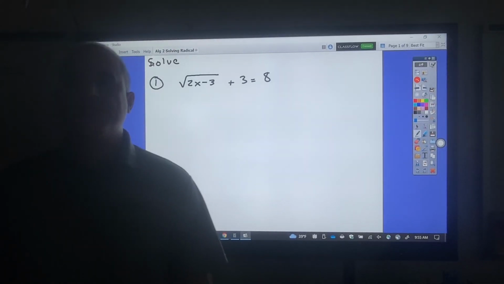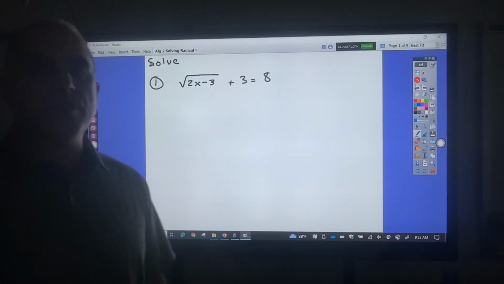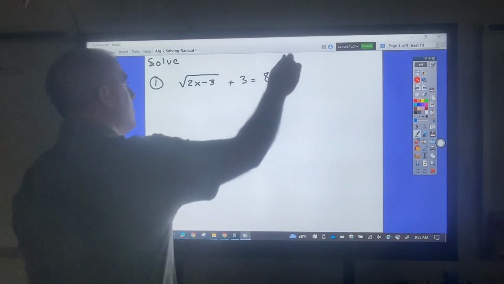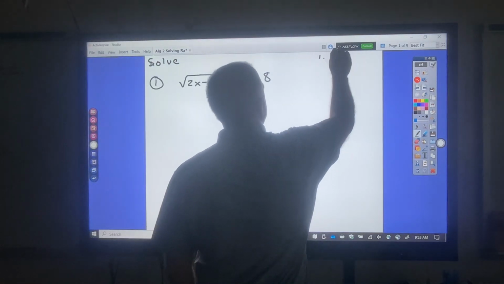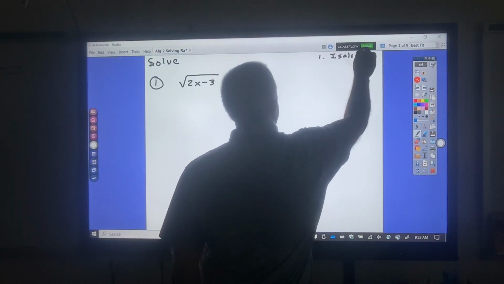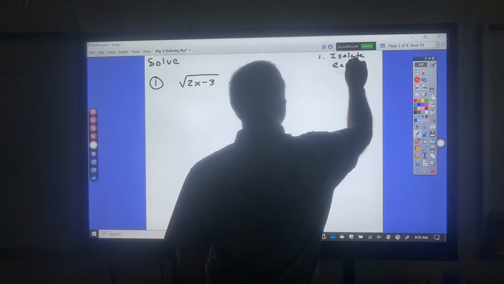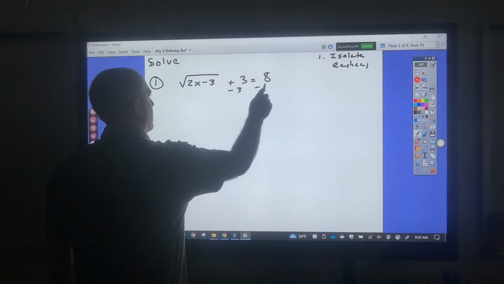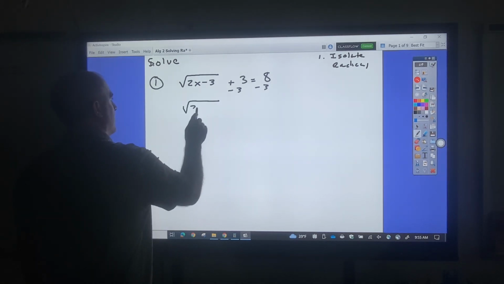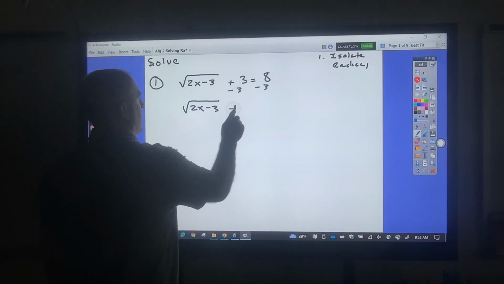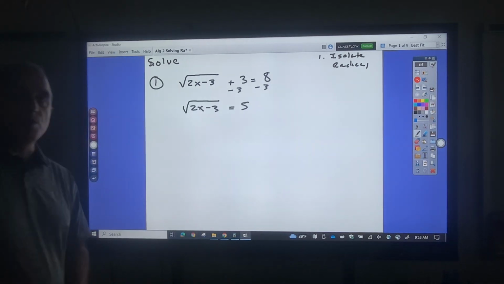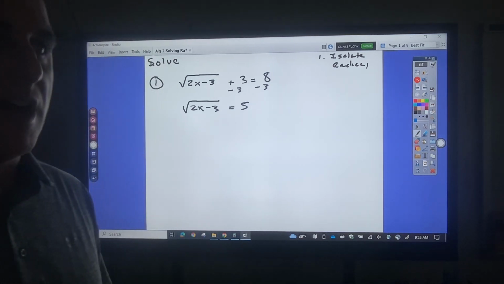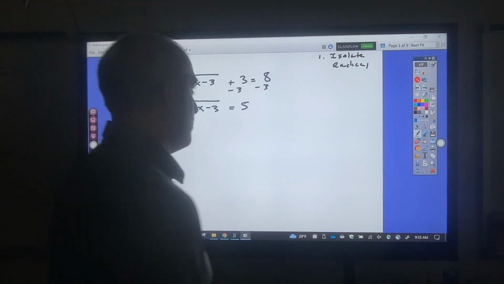Okay, this is going to be a lesson on solving radical equations. What you want to do first is isolate your radical. In this case, I just want to get this away. That's all I have to do. I've isolated that. Now, what you want to do is get rid of the root.